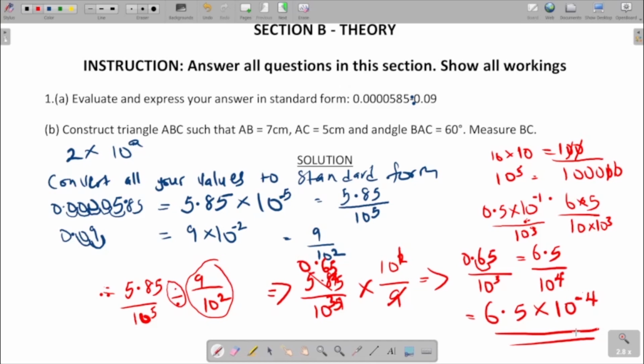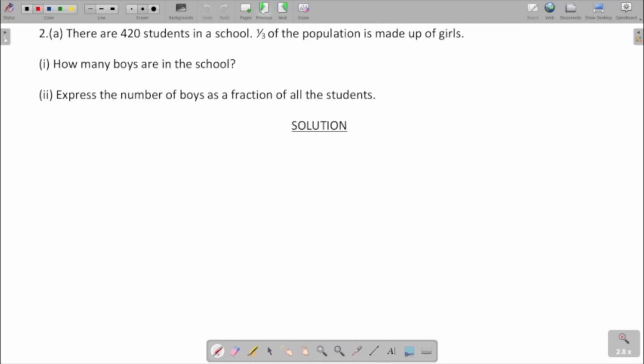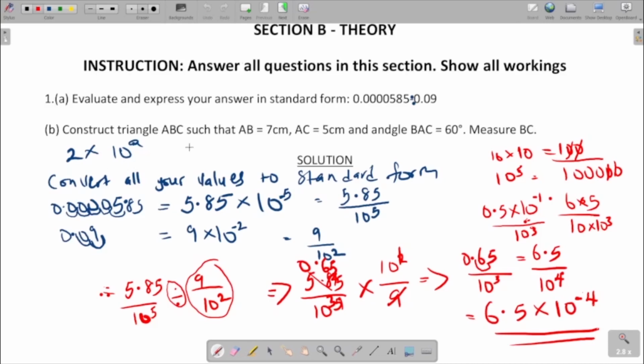Okay. The next question says, construct triangle ABC such that AB equal to 7 centimeter, AC equal to 5 centimeter, and angle BAC equal to 60 degree. Measure BC. This has to do with construction. So we solve it using our compass and our ruler, and we solve another one using our protractor alone and our ruler.